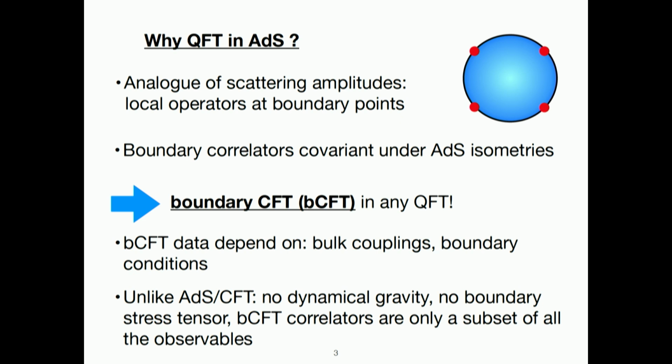So the important difference is that since in this case we are considering a rigid background, we don't have dynamical gravity, so in this boundary conformal field theory we will not have a stress tensor. And another important difference is that this boundary conformal field theory should be thought of as just a subsector of the theory, just a subset of all the observables. There is no duality in this case.